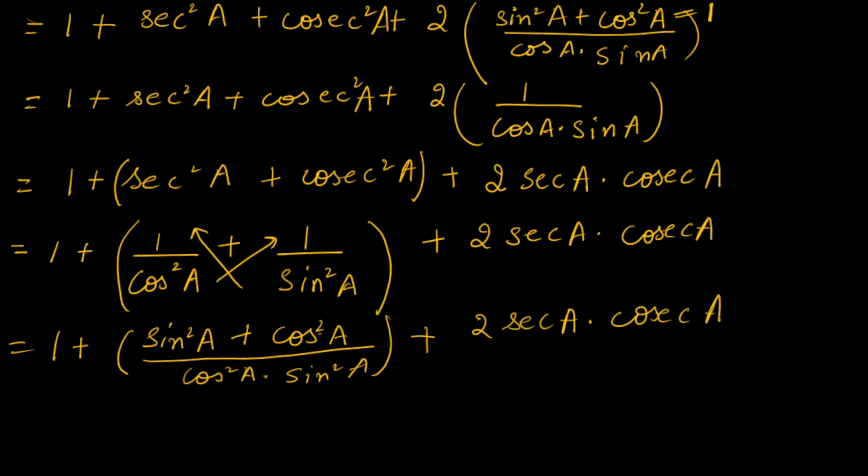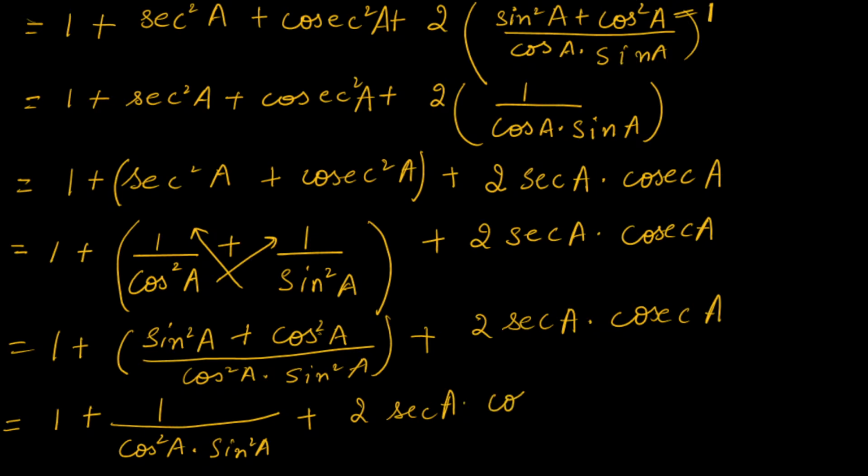Now I think the maximum part of this question is already done. Now what should I do? Yes, okay, very good, Rehan. So this again I have to change to 1, because sine square A plus cos square A is equal to 1. So here I am getting 1 by cos square A into sine square A, plus 2 secant A into cosecant A. Now what to do? Which relation can we use?